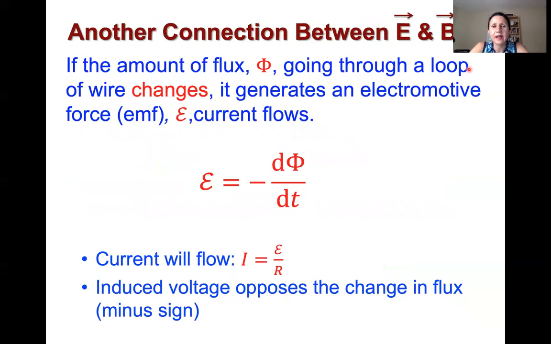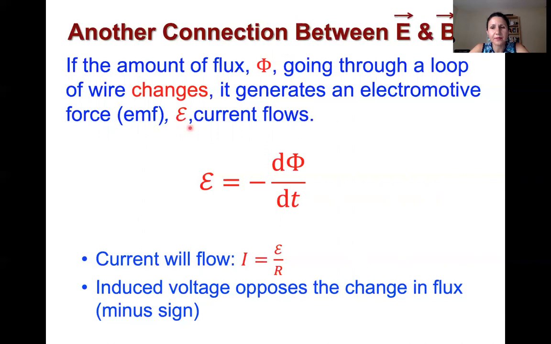Now let's introduce how we write down mathematically this idea of magnetic induction. Instead of thinking about the magnetic field changing, we're thinking about magnetic flux changing. If the amount of flux, and we use this capital Phi for flux, going through some loop of wire changes, so it has to change, you can't just have a stationary, constant magnetic field going through your loop of wire. If it changes, it generates what is known as the electromotive force, EMF.